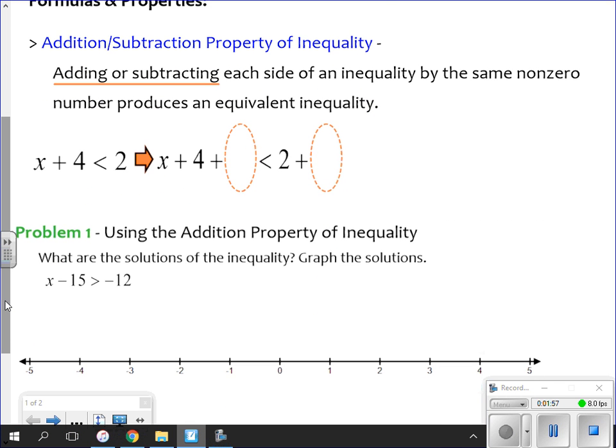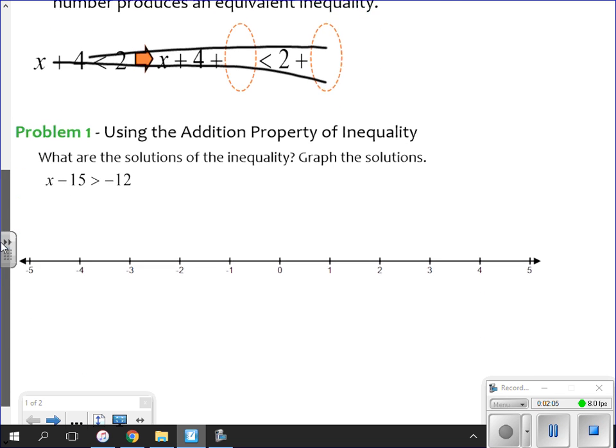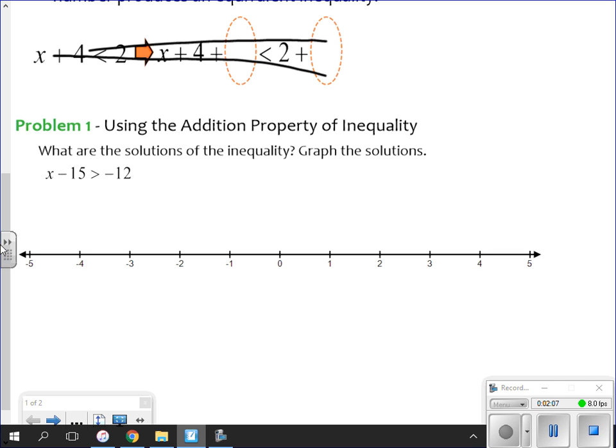Now we'll skip this part here. You can cross it out. Leave it blank, cross it out. We're just not doing it.